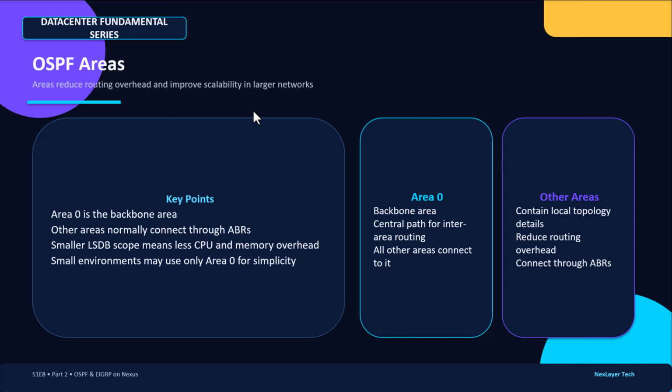In a small data center network, using only Area 0 may be enough. This keeps the design simple. In larger enterprise or multi-site environments, multiple areas can reduce routing overhead and improve scalability. However, adding more areas also adds more design and troubleshooting complexity. So, we should not create OSPF areas without a real reason. The OSPF area design should match the actual size, topology, and operational requirements of the network.